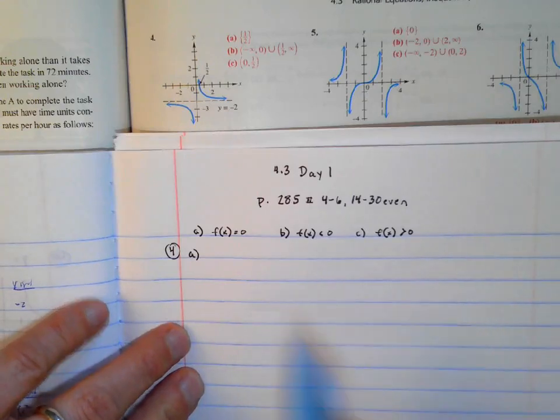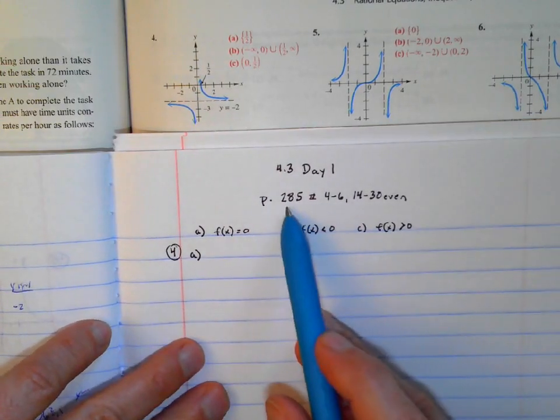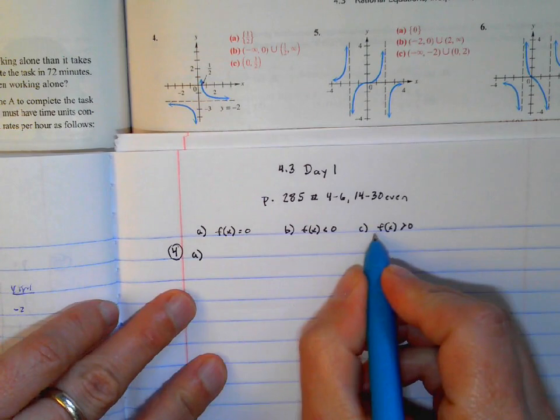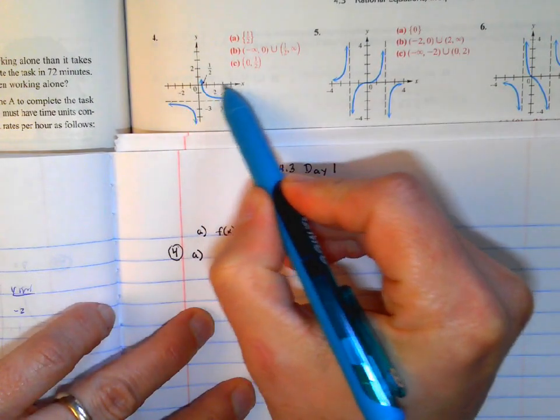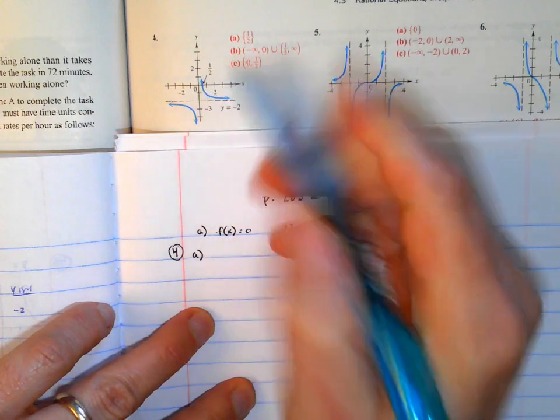This is the 4.3 day 1 homework. Okay, so we had to do A, B, and C for each of these. So where is it equal to 0? So here's y of 0. So it's equal to 0 at x equals 1/2.